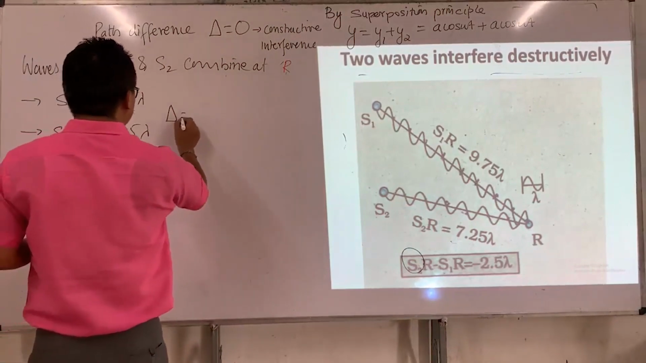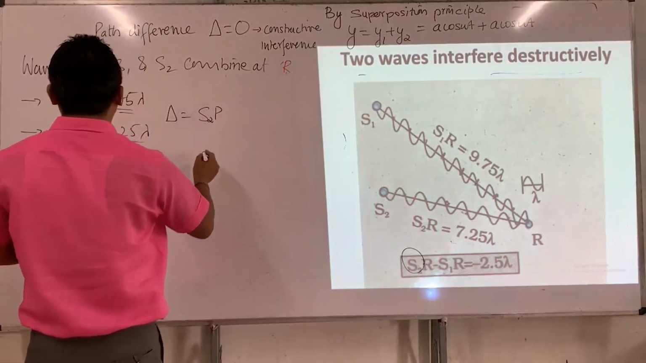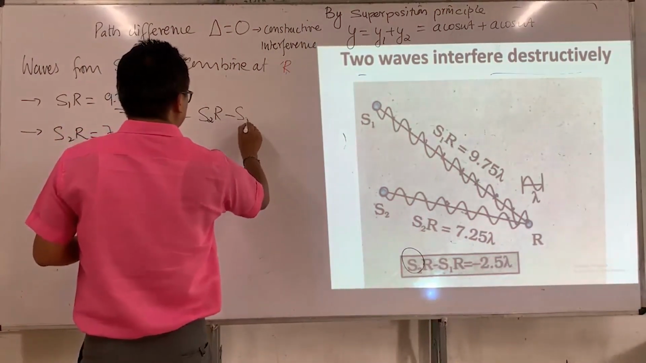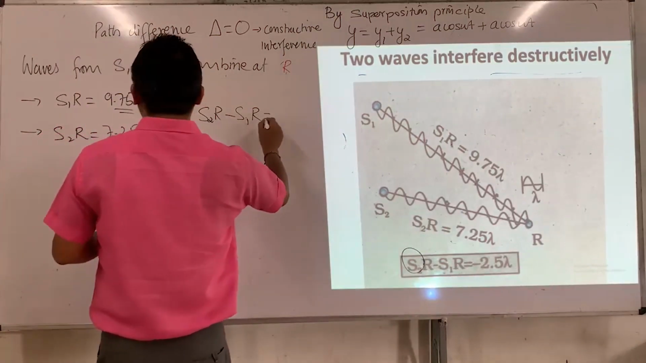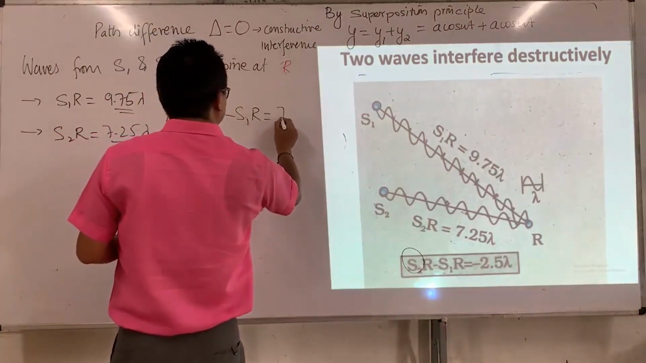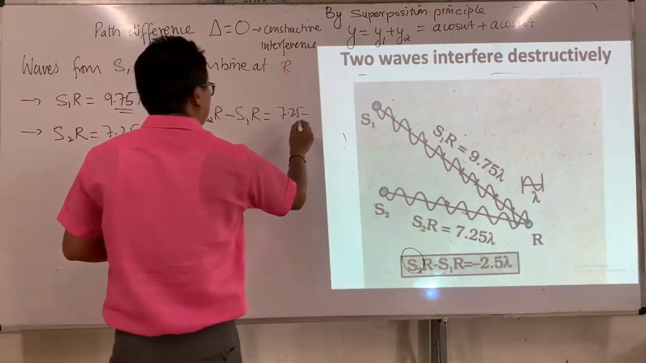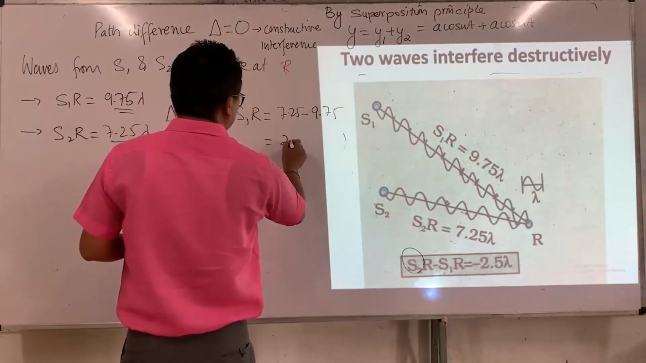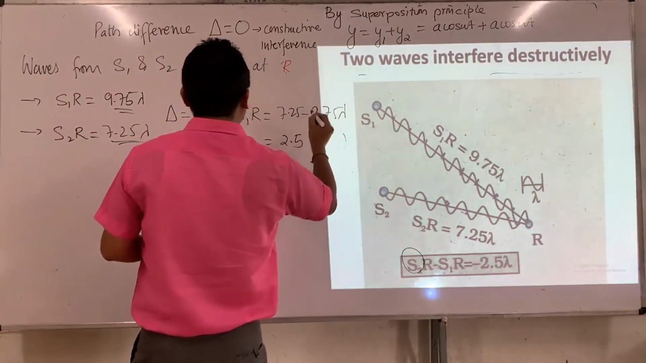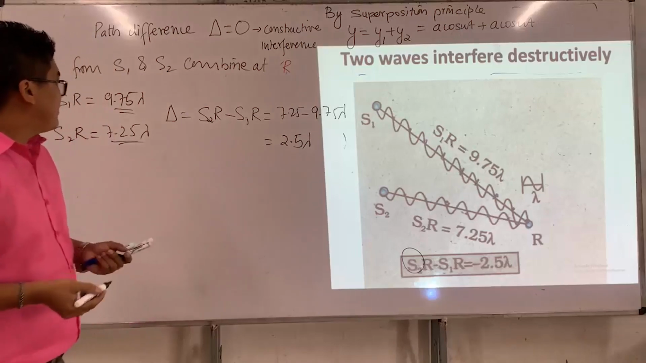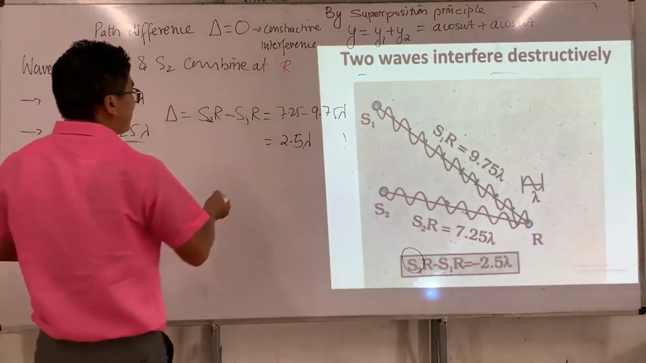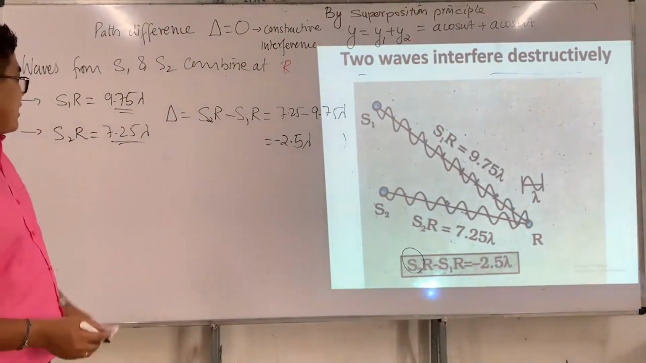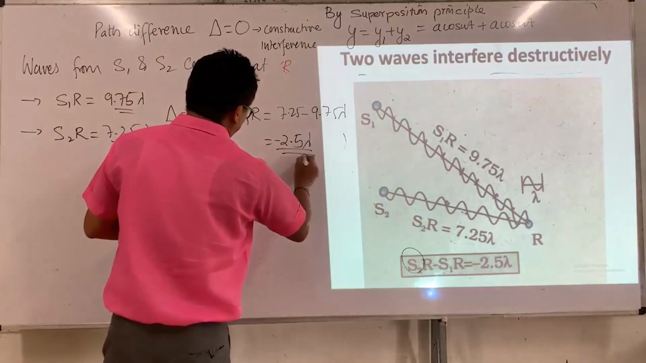So the path difference is going to be S2R minus S1R, which is 7.25 minus 9.75, which is equal to minus 2.5 lambda. So the path difference is minus 2.5 lambda. Now this is the path difference.